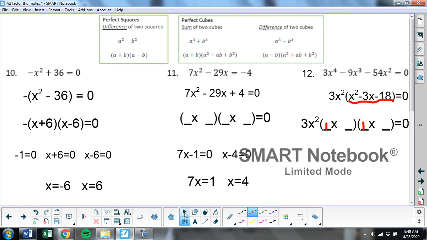For 18, we have 1 and 18, 2 and 9, or 3 and 6. What do you think would be a good idea if we're trying to get 3 negatives? Probably the 3 and the 6 would be good. And which one would need to be negative? The 6. You could draw your arrows to check your work. That's going to make 3 times negative 6, negative 18.